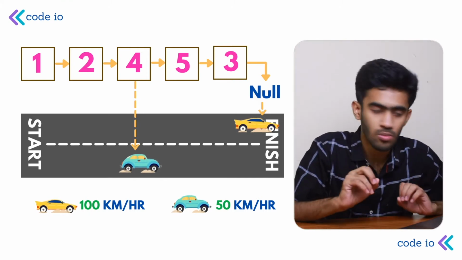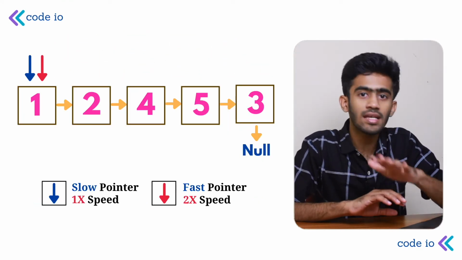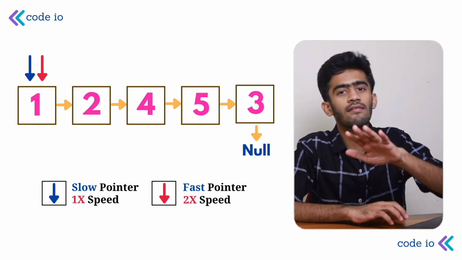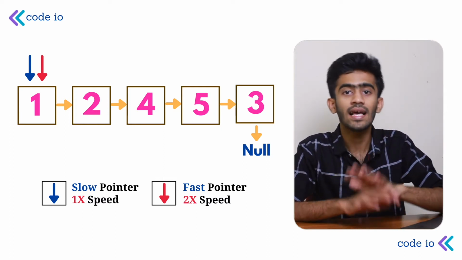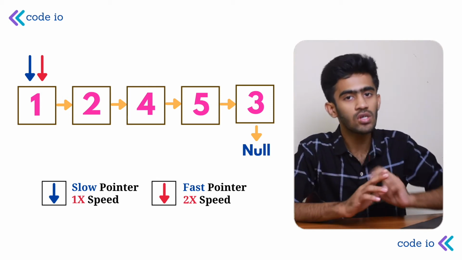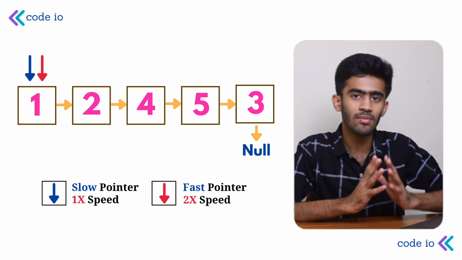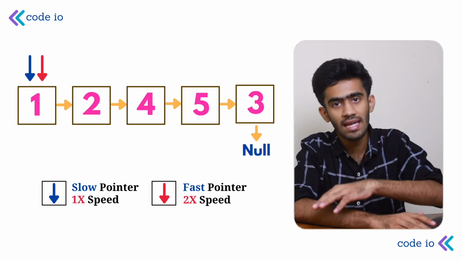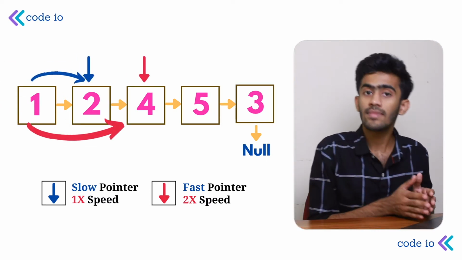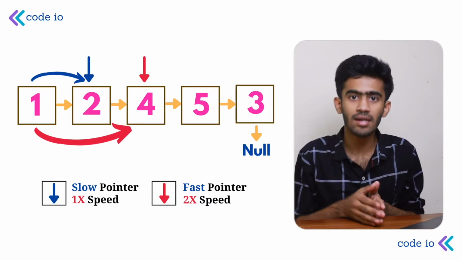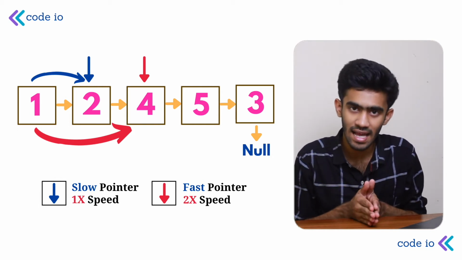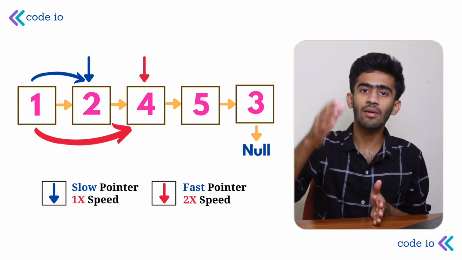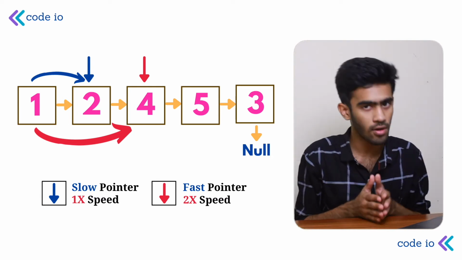Here we have the 2 pointers. Blue color pointer denoting the slow pointer, which is traveling at a speed of 1x, that is, it travels node by node, element by element, while the fast pointer travels at a speed of 2x, which means it skips an element in between and jumps to the next element, like shown here. The blue pointer moves to its next element, while the red pointer, which is the fast pointer, skips the next element and jumps to the element next to it, which is 4 in this case.